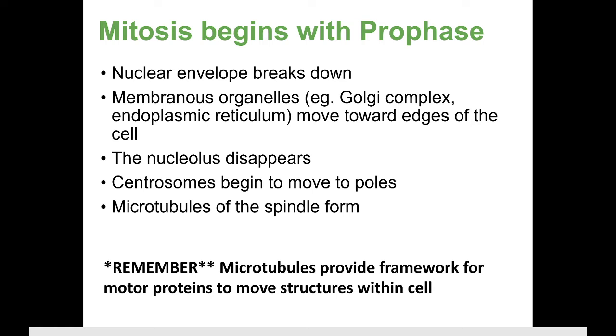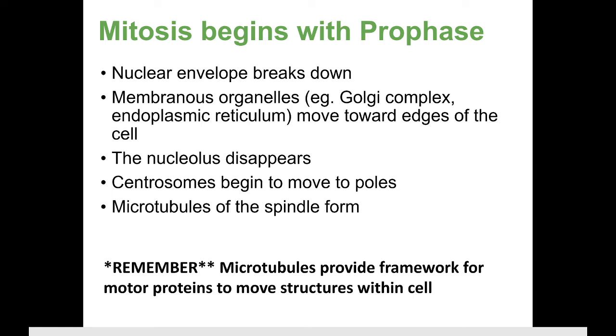So one of the first things that has to happen is the nuclear envelope breaks down. And if you think back to what a nuclear envelope is, it's that membrane around the nucleus. If you're going to get the DNA out so you can form two new nuclei, you have to first break down that nuclear envelope. So that's the first thing that happens.